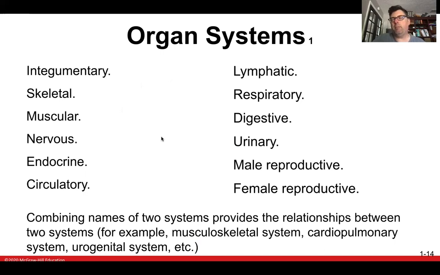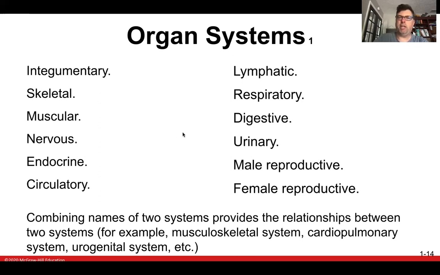If you combine the names of two systems, you are insinuating or emphasizing their relationships with one another, like the urogenital system, the skeletal muscular system or the skeleto-muscular system, the cardiopulmonary system, because they work closely together. You can have two systems working together closely, mechanically and otherwise, to perform certain functions. And we'll take a look at those, like I said, later.